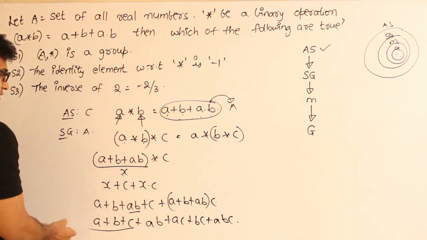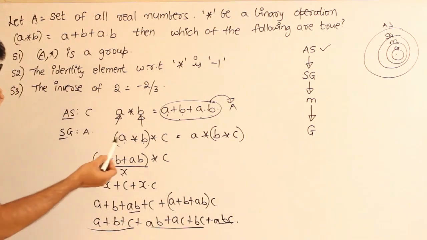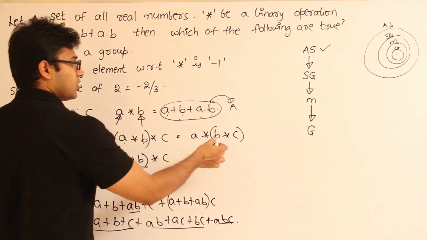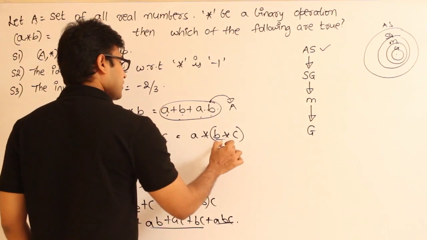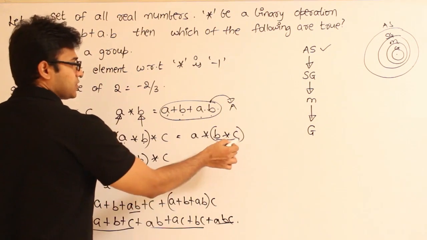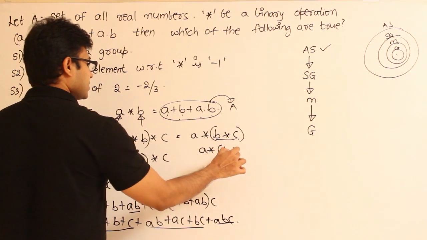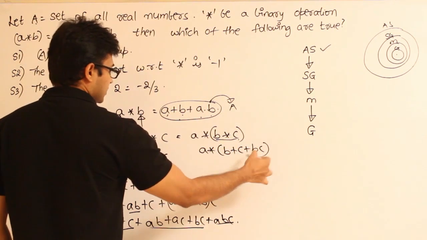So we have single terms, and then two terms, and then three terms, so like this. Now the right hand side is going to be a star (b star c), which means we have to evaluate this one first. So how to evaluate this one first? b star c, we have to expand it. a star, what is b star c? It is b plus c plus bc, right?